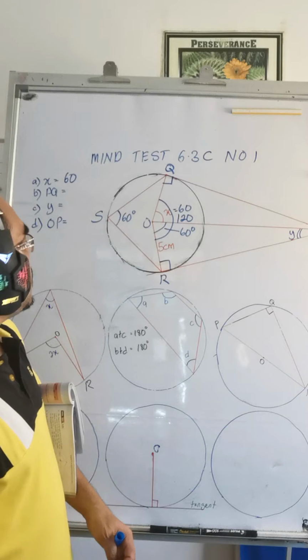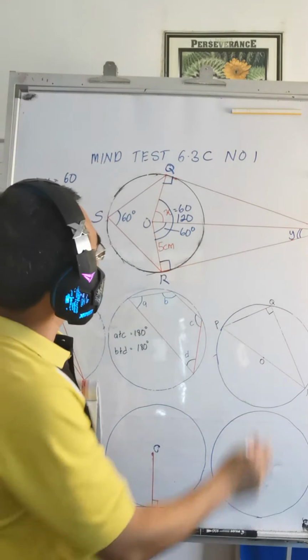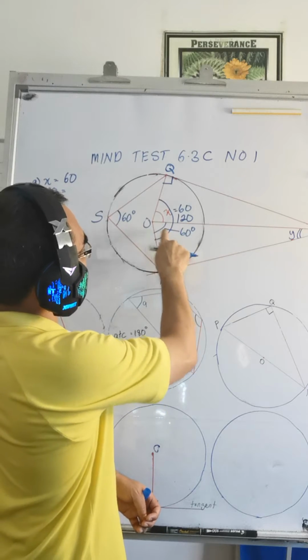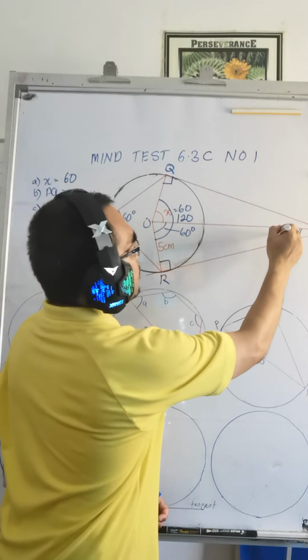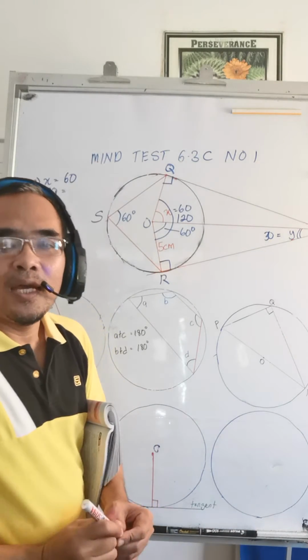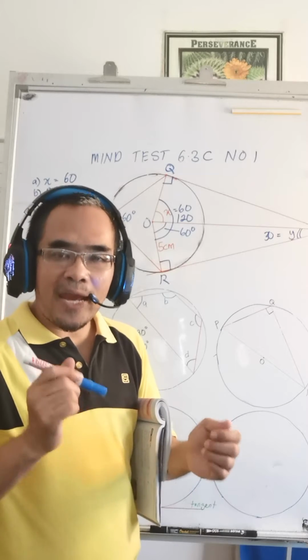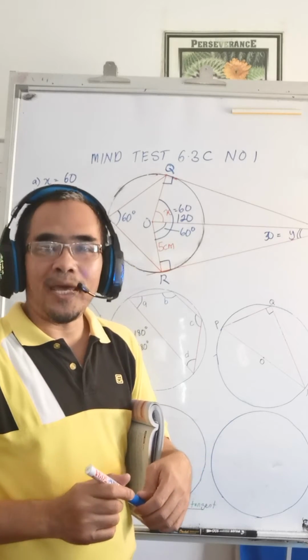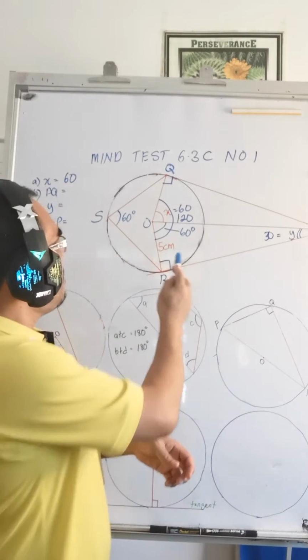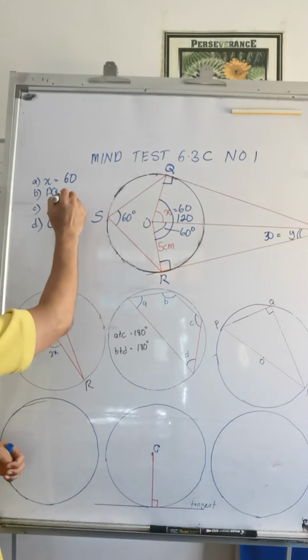I would like to answer Y first. Since this is 60 and 90, Y will be 30. How do I get it? The total angle in any triangle is 180, so 180 minus 90 minus 60 gives Y as 30 degrees.